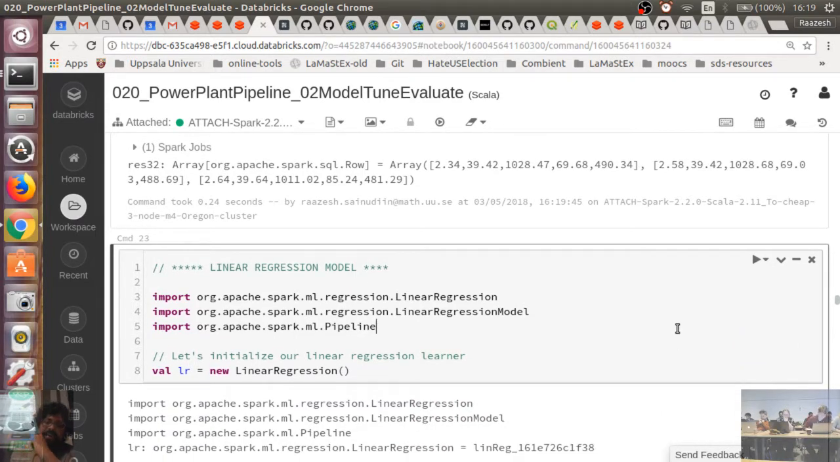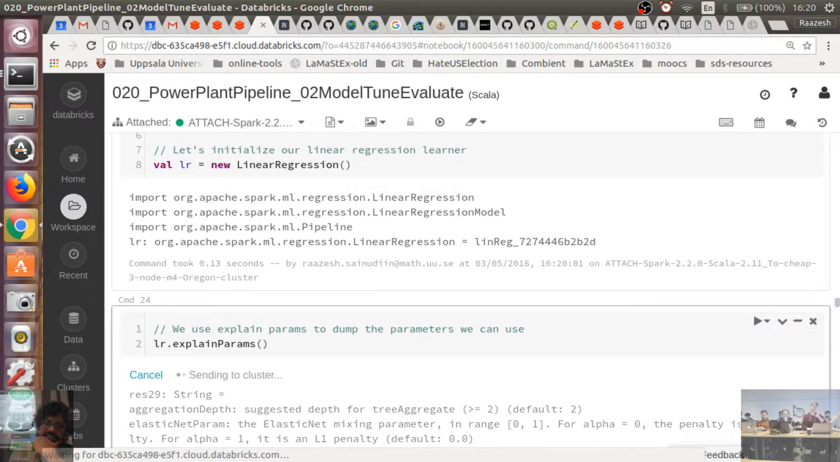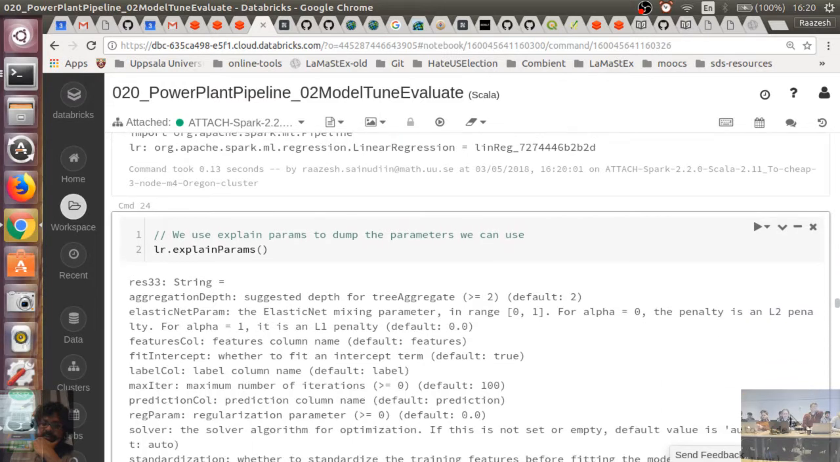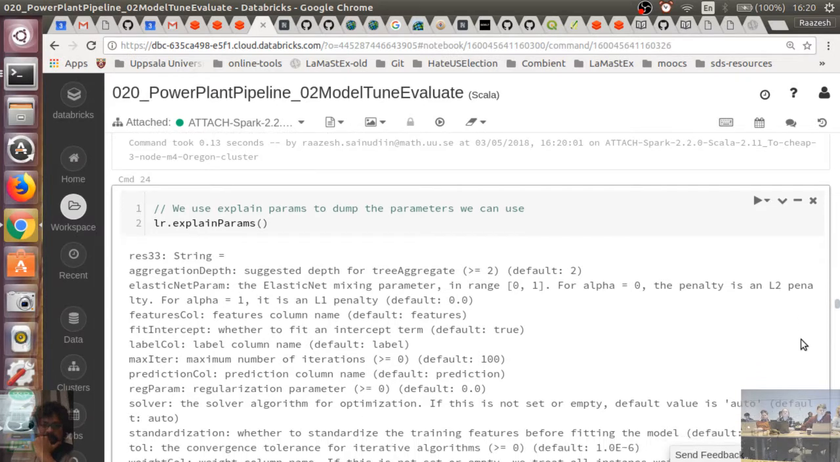Now for linear regression, I just import all these things, and remember, the nice thing here is we have this MLlib pipeline. So now I'm going to create an immutable called lr for linear regression, which is just a new instance of linear regression. And I'll explain the parameters that are there by default. The default is 0 for the elastic net parameter, so the penalty is an L2 penalty. So I'm in this ridge regression setting, okay? And that's the parameter I think we will be tuning down the road.